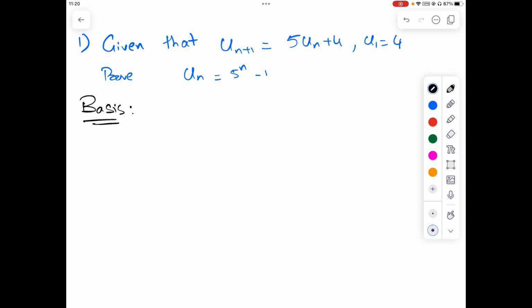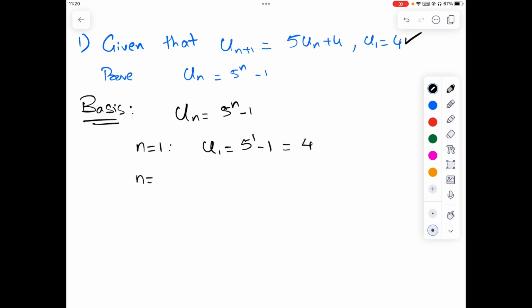What is this basis I'm going to do? I'm going to do the basis as u_n equals 5 power n minus 1 for this one. So let us plug in n equals 1. So what does that become? u_1 equals 5 power 1 minus 1, which is 4, which is as given.